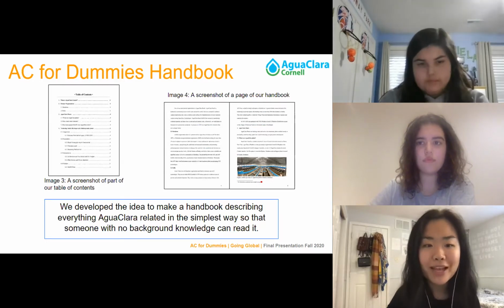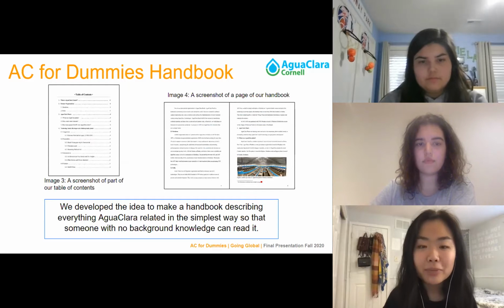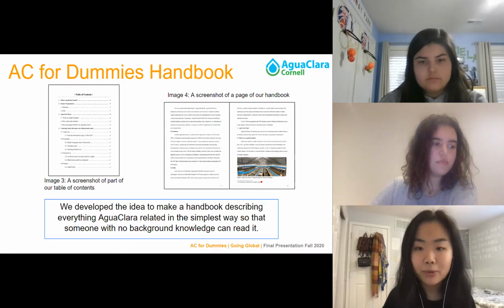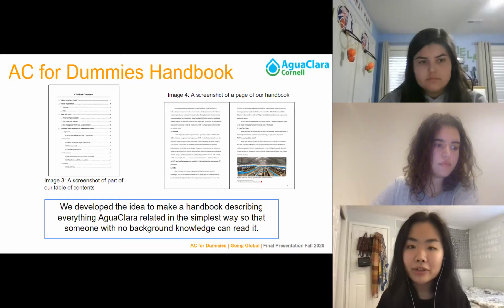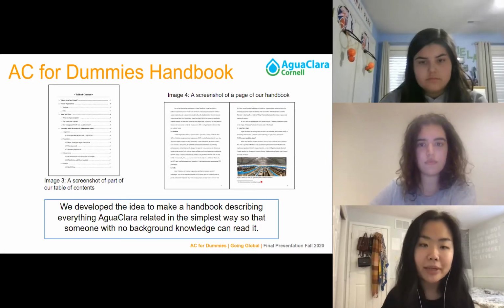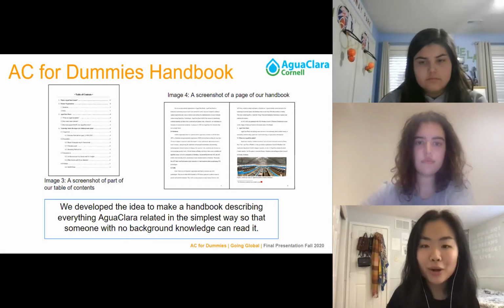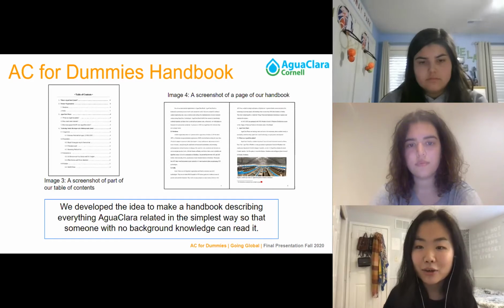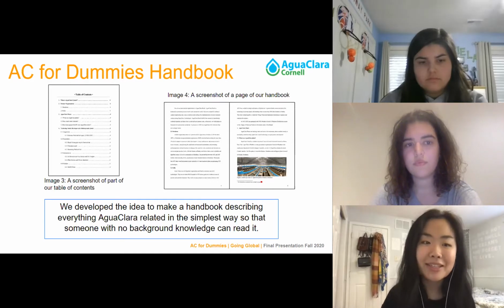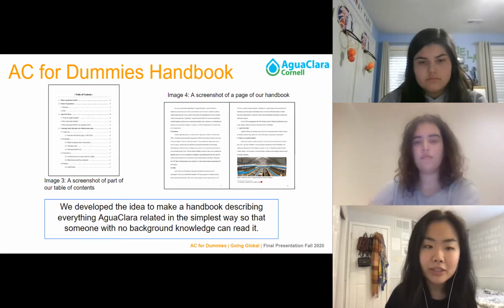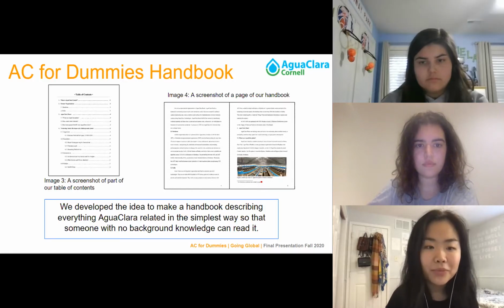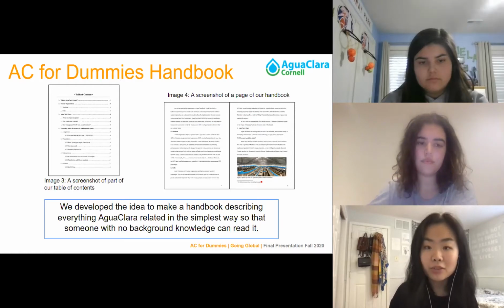Our handbook includes everything Algoclara related, ranging from the history of Algoclara to what current sub-teams are working on. As you can see in the figure on the left, we're breaking our handbook into 6 main categories. What is Algoclara? Partner organizations, Algoclara plants, technologies inside large-scale drinking water plants, technology inside small-scale drinking water plants, and continuing research on the Algoclara project team. These chapters are then broken down into even more specific sections. For example, what is Algoclara talks about our goals as a team and of course Monroe.